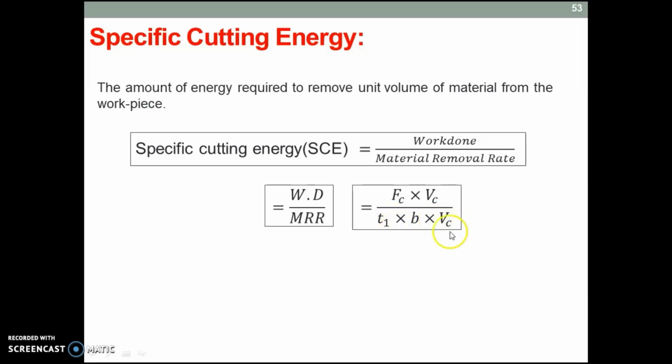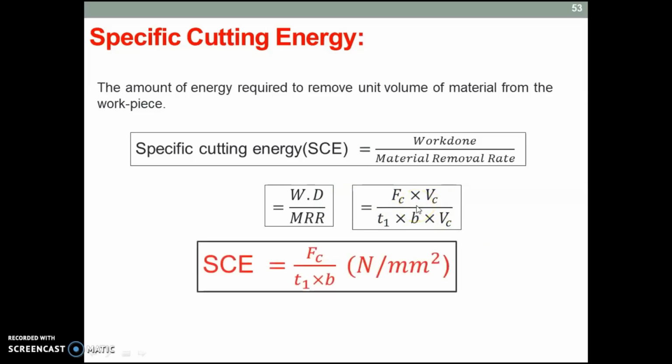So if you multiply t, the thickness, b, the width, and VC, in meters per second, the unit will be meter cube per second, and the work done is FC into VC. So ultimately, the specific cutting energy is equal to FC divided by t1 into b, because VC will cancel here, and the unit of SC is Newton per millimeter square. That is the specific cutting energy.